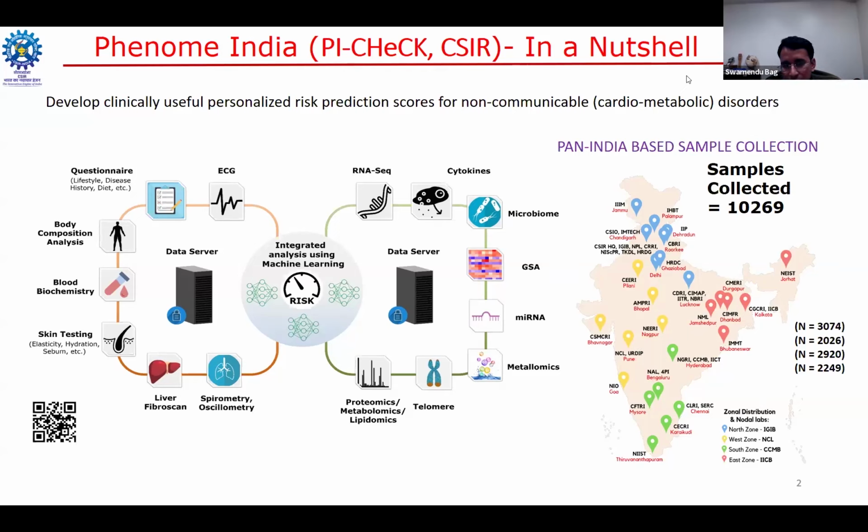And for the molecular study, we did RNA-seq, cytokines, microbiomes, GSA, microRNA, metabolomics, telomere assay, and also proteomics, metabolomics, and lipidomics. So today I'll discuss the metabolomics study under this mega project. In this metabolomics, we have a target to analyze 5,000 plasma samples from different regions of India. Till now we have analyzed 1,000 samples, but after quality check we have analyzed only 463 samples. So I'm going to the results part.